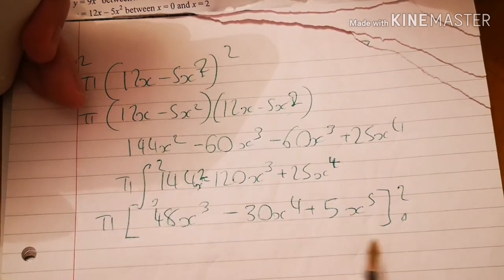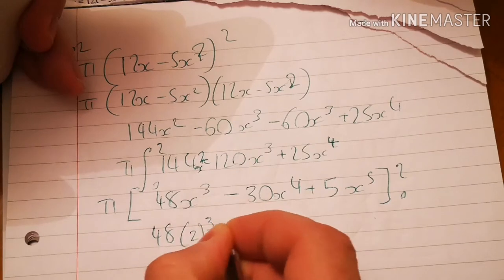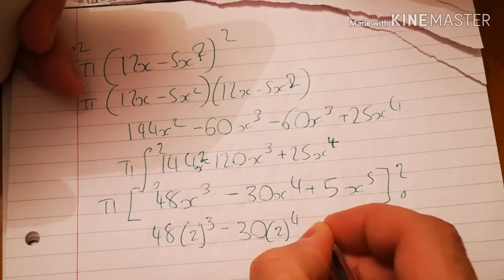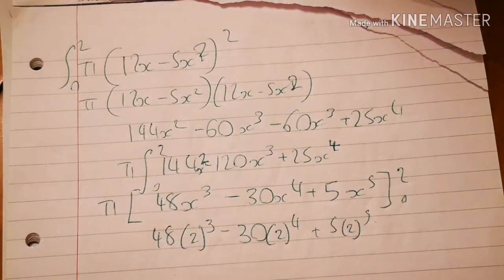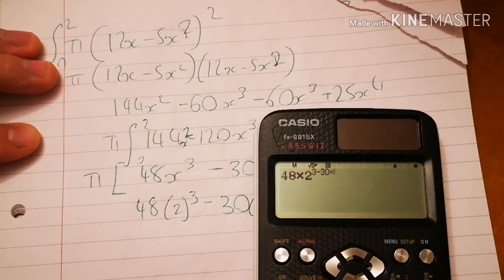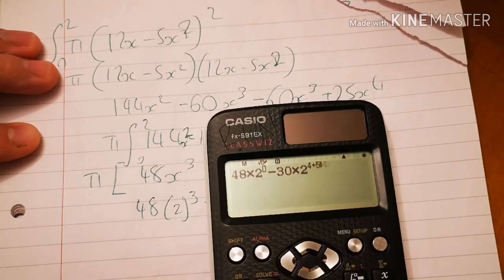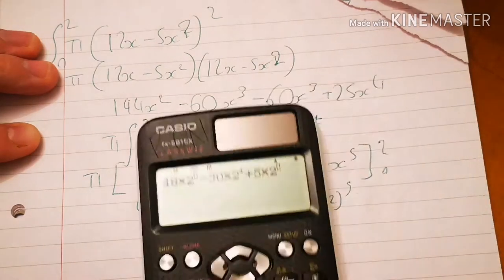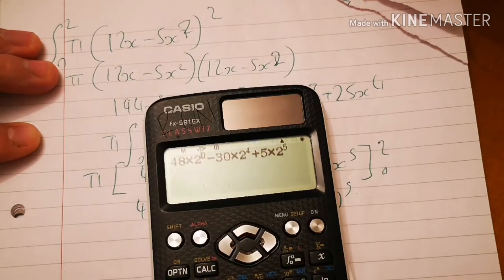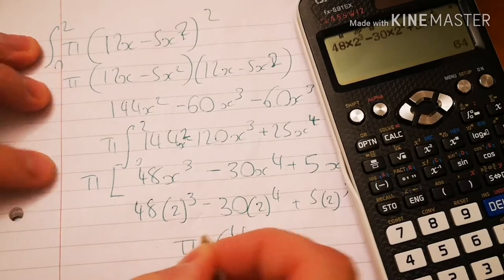Times pi. Same as before, I can't be bothered to put 0 in because all of that equals 0. So I'm going to put 2 in. So we're 48 times 2 cubed minus 30 times 2 to the power 4 plus 5 times 2 to the power 5. I'm just going to type all that into my calculator. What have I got? 48 times 2 to the power of 3 minus 30 times 2 to the power of 4 plus 5 times 2 to the power of 5. Oh, brilliant. Now for my 3, I get 64, so my answer is going to be 64, and let's not forget about the pi that we took out last.